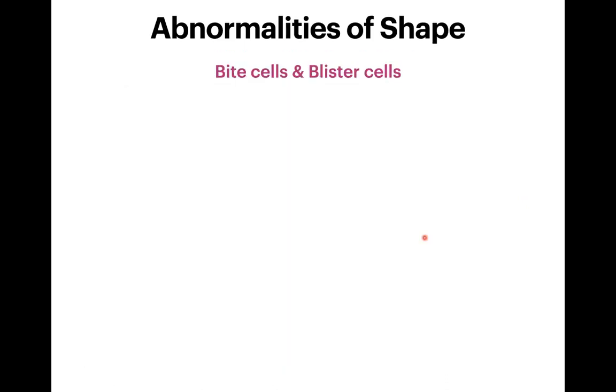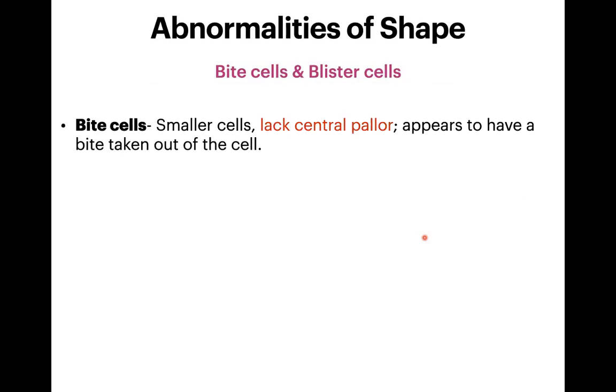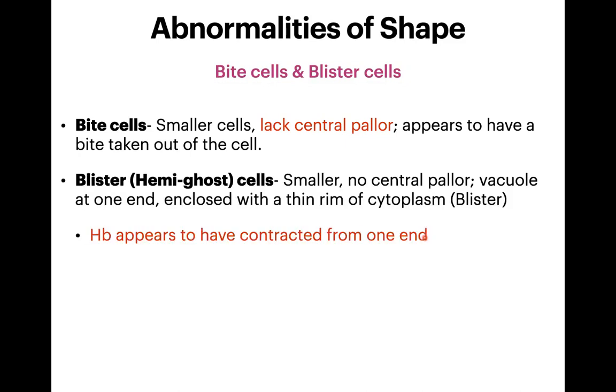So the next abnormality is bite and blister cells, again because of the damage in the bloodstream. Bite cells, all these cells are smaller than normal RBCs. They lack central payload, and bite cells appear like somebody has taken a bite from the cell. And blister cells are also smaller. They don't have a central payload, and they have a vacuole at one end, which is enclosed with a thin rim of cytoplasm. So it looks like a blister at one end of the cell, and the hemoglobin is just contracted at the other end.